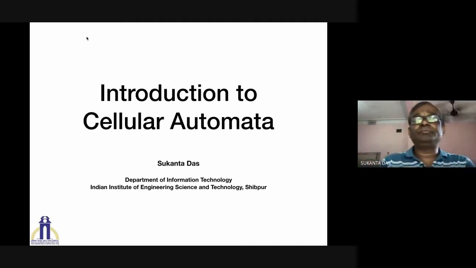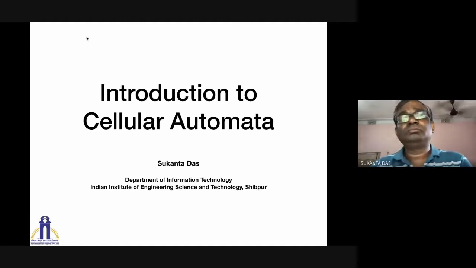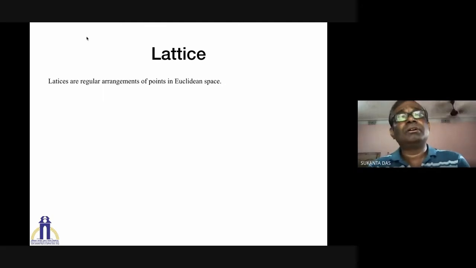So let me start. Today, we are going to introduce Cellular Automata. To do so, let us first define lattice.